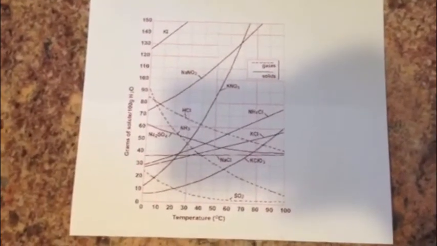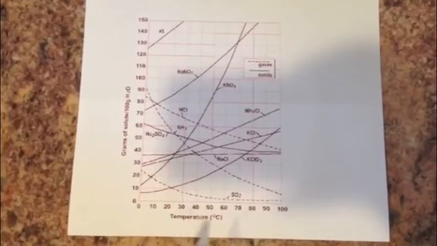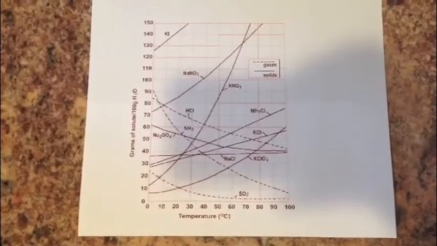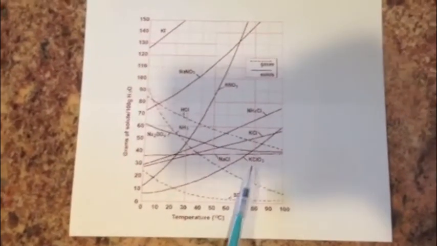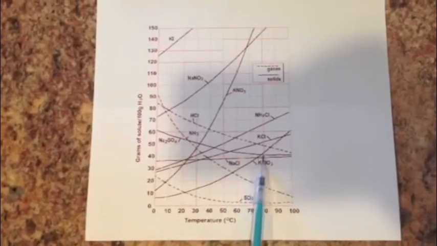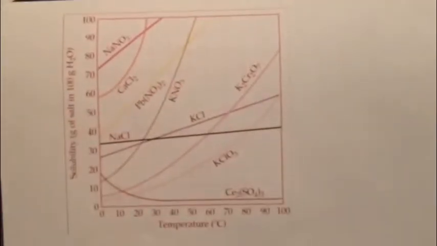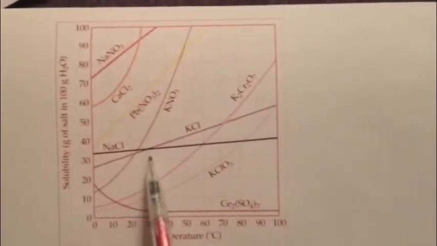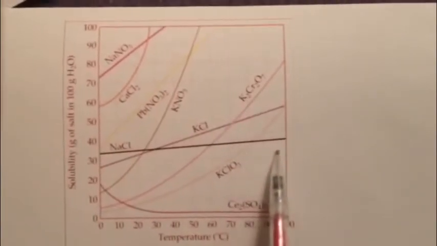For example, SO2 is a gas and it decreases in solubility as the temperature increases. KClO3, a solid, increases in solubility as the temperature increases. In this graph, NaCl has the least amount of change in solubility as temperature increases.